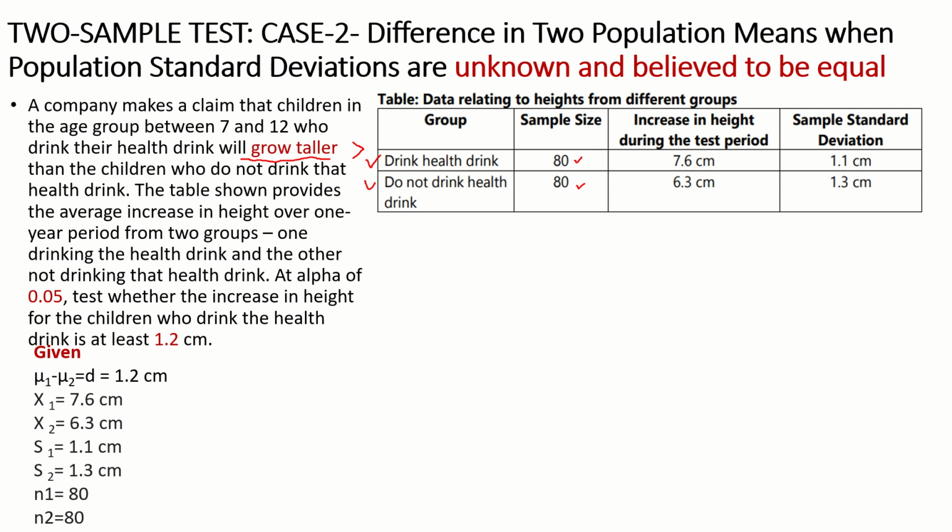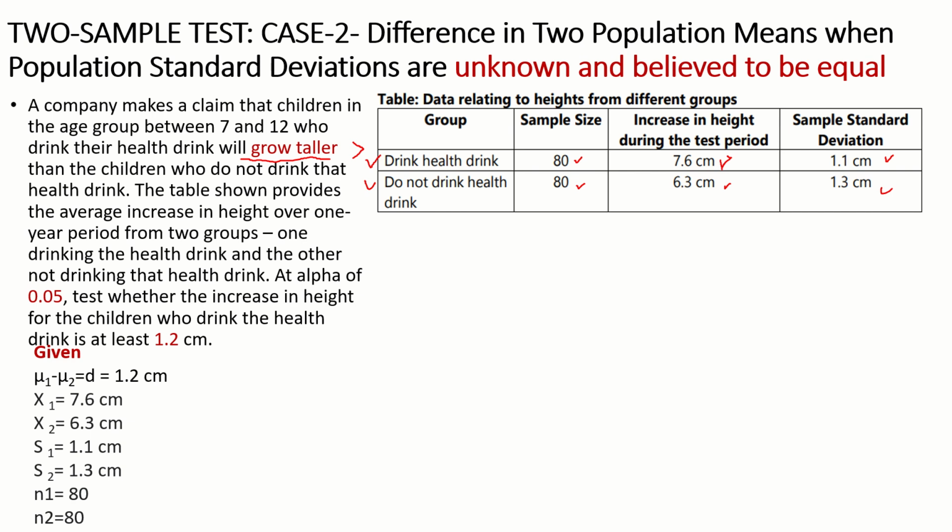This is the increase in height. Sorry, this is the sample mean, for group 1 and for group 2. This is the sample standard deviation for group 1 and group 2 that we have been given. So here it has been given.